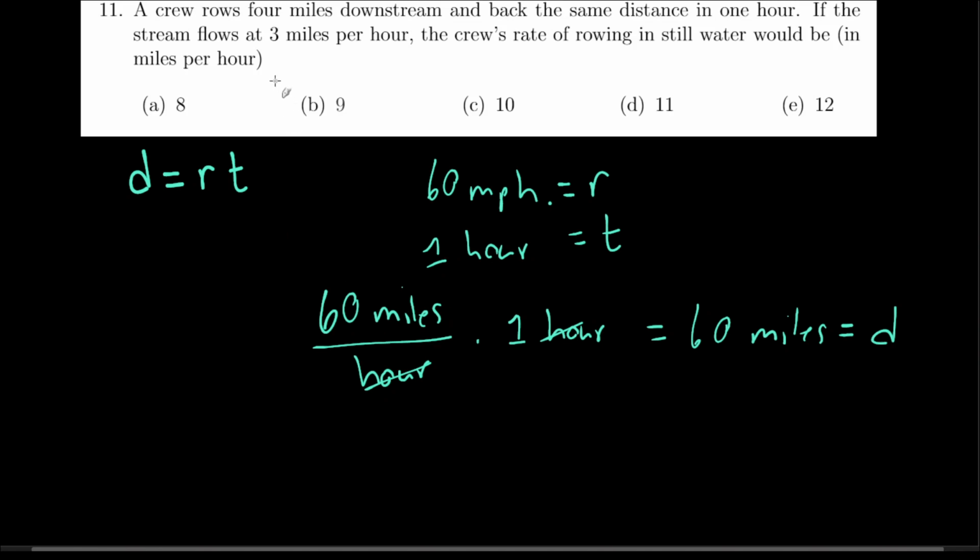Okay, so we know that the crew rows 4 miles downstream, and then they row that same distance back in 1 hour. And we're given the rate at which the stream flows per hour. And we're asked to find what the rate of rowing of the crew is in still water. Okay, so I'm going to break this down into 2 components. The downstream journey, and the upstream journey.